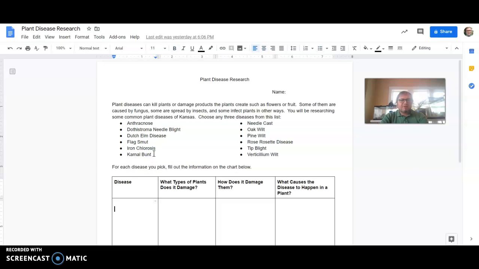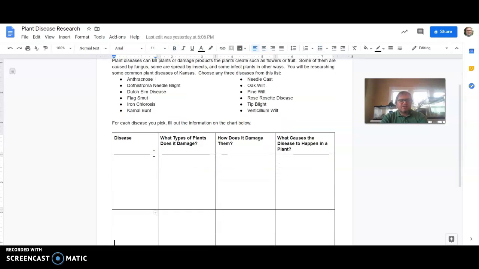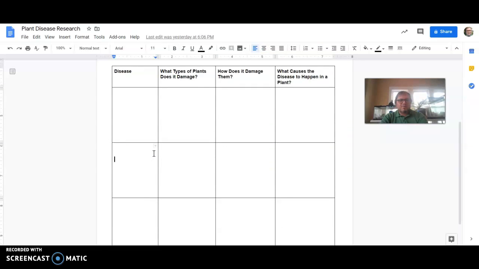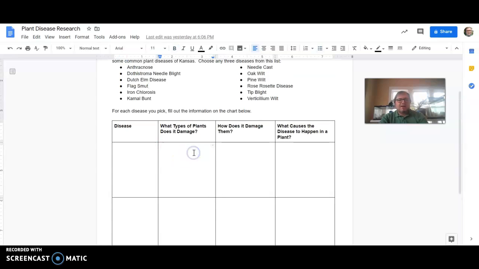So again, you're picking 3, just like with the other research projects. So again, this chart here gives you room to put 3 diseases down. Then I want you to talk about what types of plants it damages. A lot of diseases are specific to a particular type of host. So again, you may not have a lot of plants that you could list in here. It just depends on the disease. Then for that next column, talk about how it damages them. So what does this particular disease do that causes the plant to be harmed?